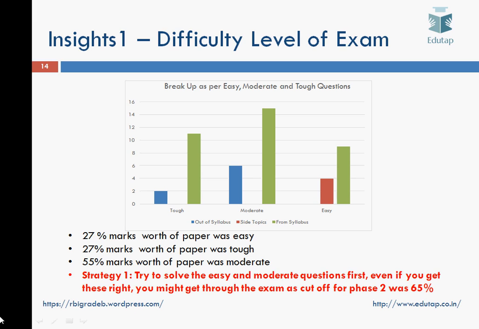Overall, 27% marks of the paper was easy, 27% marks worth of the paper was tough, and 55% was moderate. So seeing this pattern, we suggest a strategy: try to solve the easy and moderate questions first in the exam, because even if you get these right, you might get through the exam, as the overall cutoff for phase 2 was 65%.